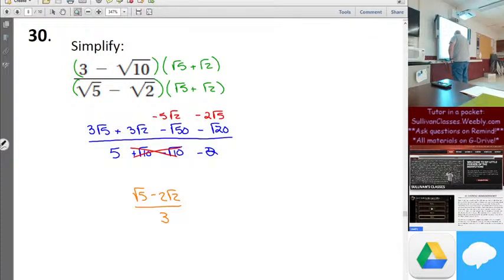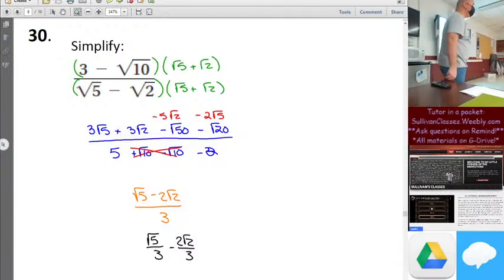I would just separate the two. Square root of 5 over square root of 3 minus 2 root of 2 over 3. They're different types of radicals, so I would still separate them.